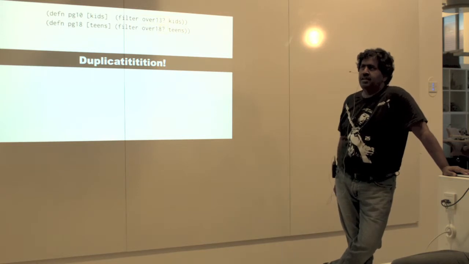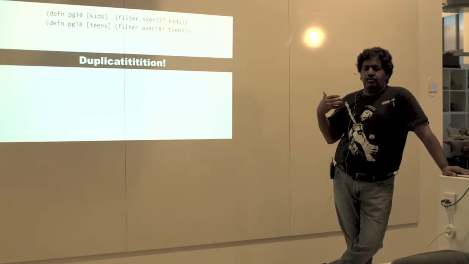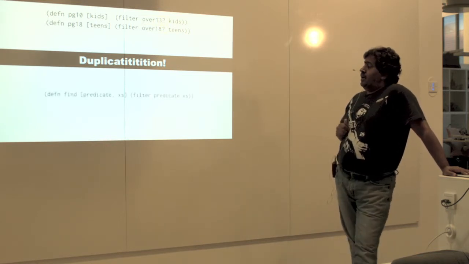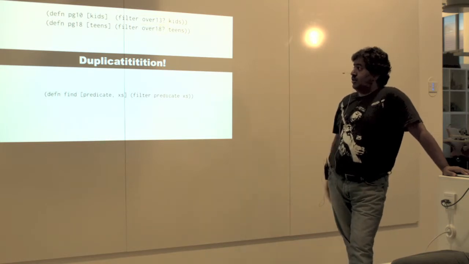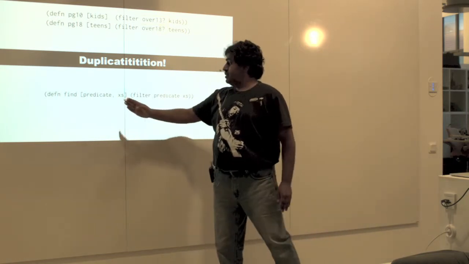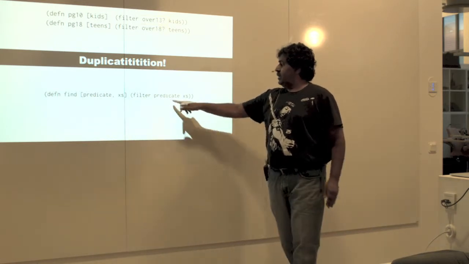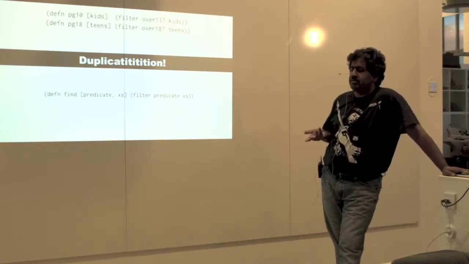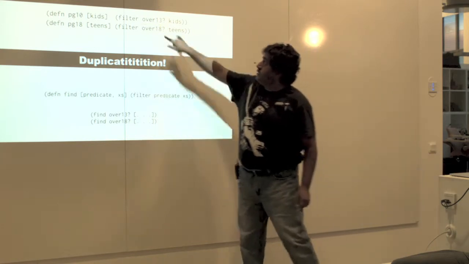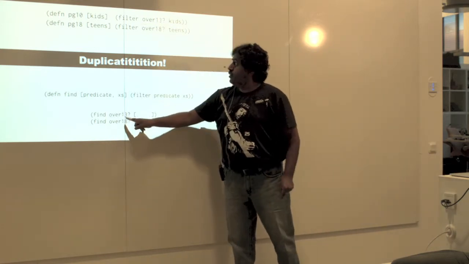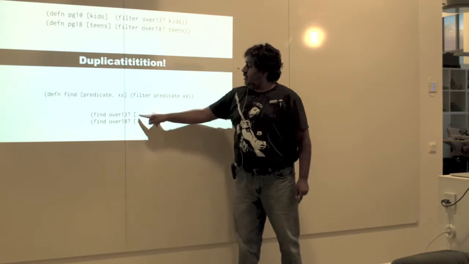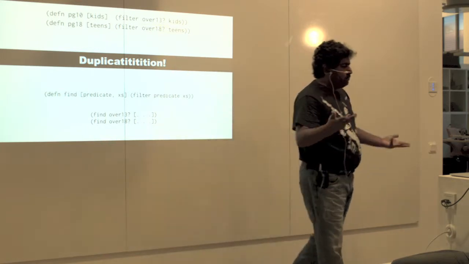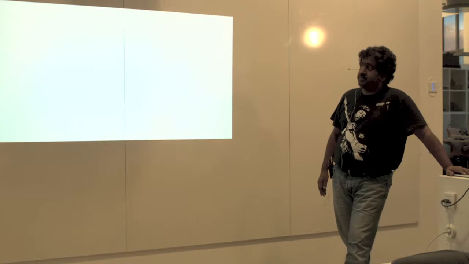As good software craftsmen, or even if you're not software craftsmen, one of the things is don't repeat yourself. So we get rid of duplication. We create a new function called find that takes a predicate and an array, and it filters using the predicate over that array. The predicate is just a fancy name for pass me a function. And so we can write those same two functions as find over 13 applied to that array, or find over 18 applied to another array. So we get rid of duplication.